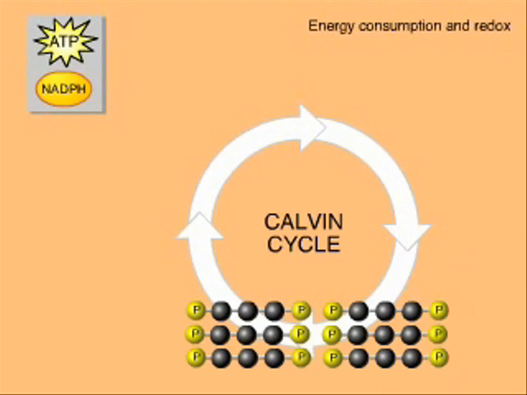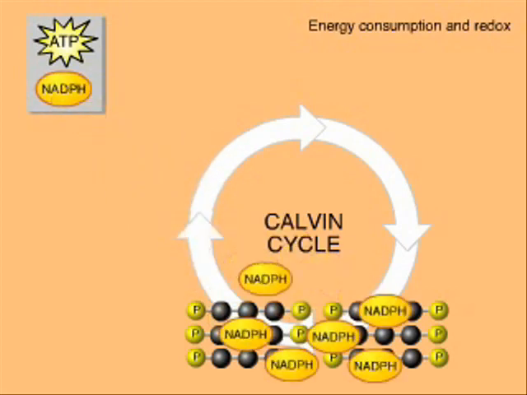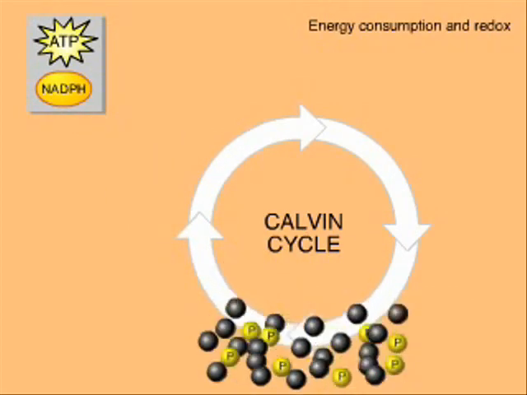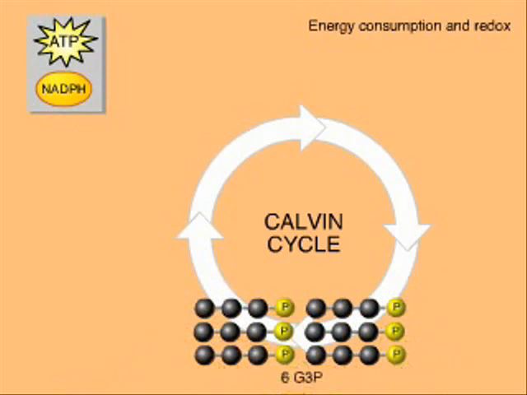Electrons are added in the next reaction. 6 molecules of NADPH are oxidized. The electrons from NADPH reduce the 6 3-carbon compounds, creating 6 high-energy G3P molecules. G3P is a sugar, the final product of the Calvin cycle.